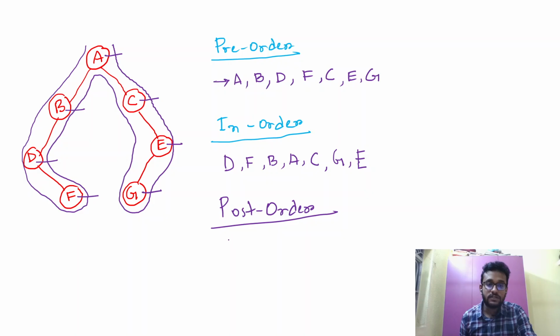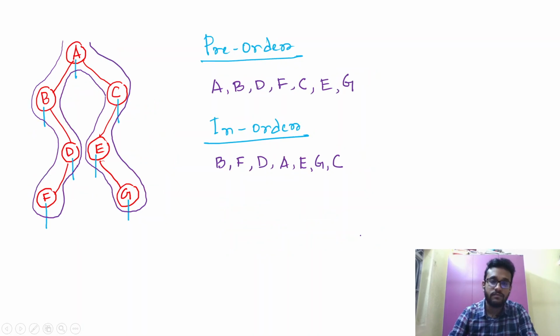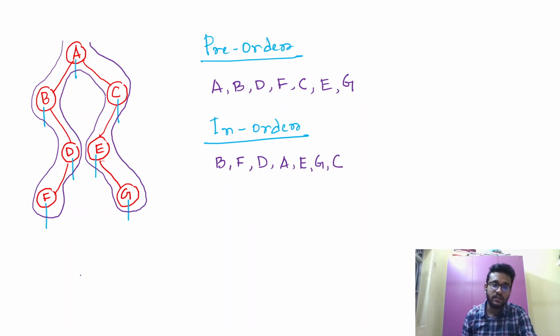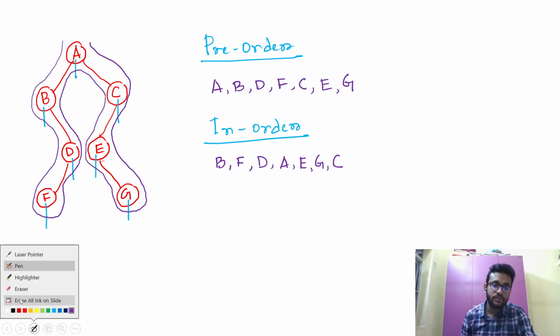The first is basically F, D, B, G, E, C, and the A. This is the post order. Okay. Now let's take another example, the final one.